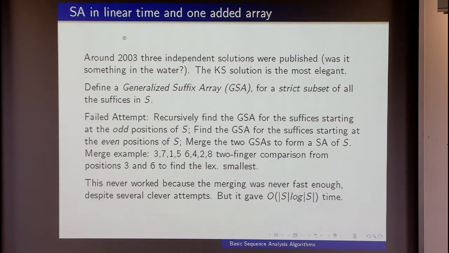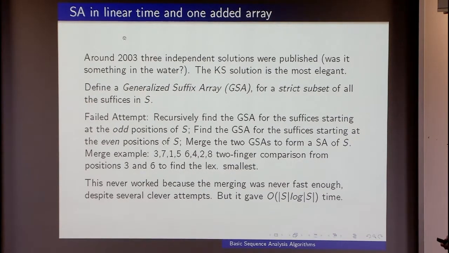And the suffixes that start at the even positions, 2, 4, 6, 8, and so on. And then recursively find the GSA for those two sets of positions: the suffix array for the even positions, the suffix array for the odd positions, and internally, again, their order. Anybody who has done merge sort or any of those classics will see that this is going to work. You merge the two GSAs to form a suffix array of the entire string.